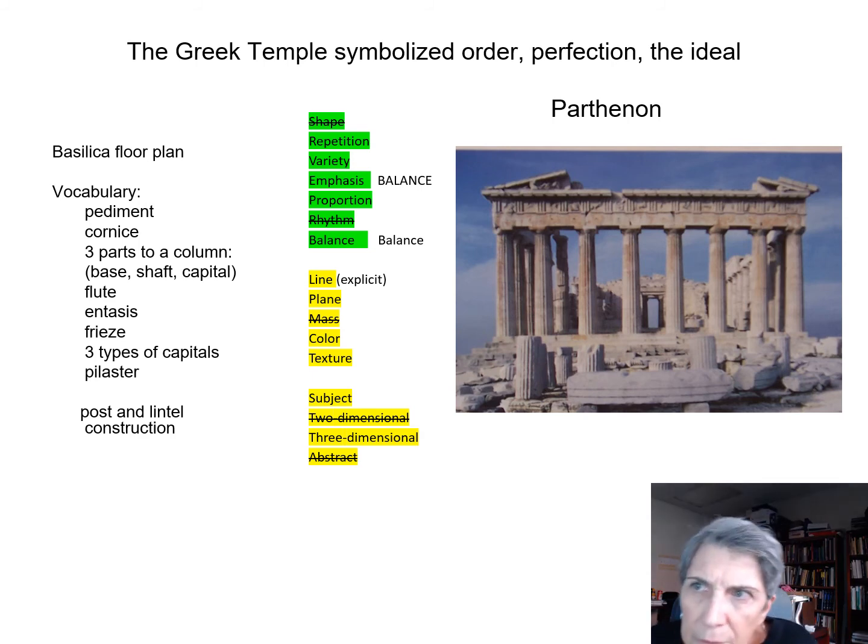Texture, that's not really important. Color's not important. I didn't do this right. What's important is shape, emphasis, balance, proportion, and the subject. That's what's important here, okay? Sorry, I didn't do that correctly. The balance of that, the symmetry, the repeat, the order.